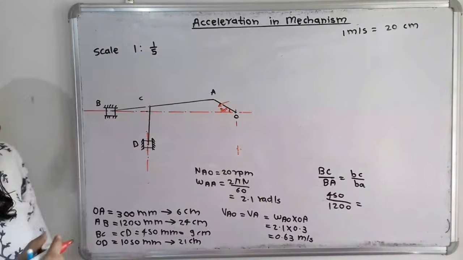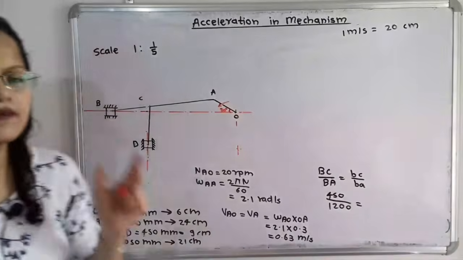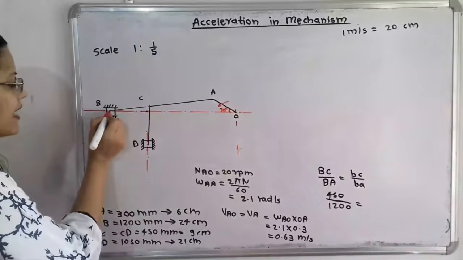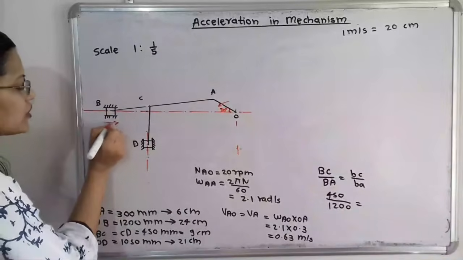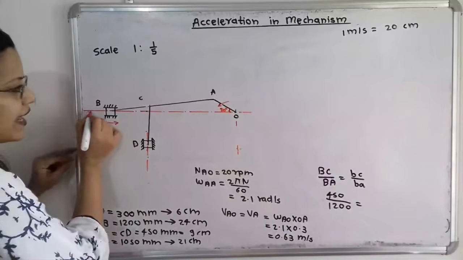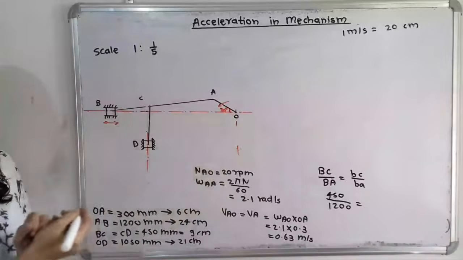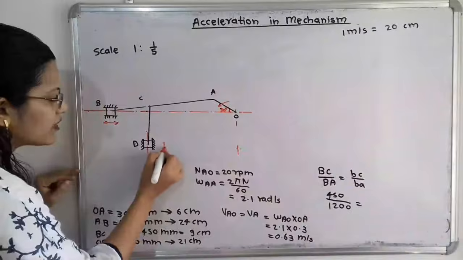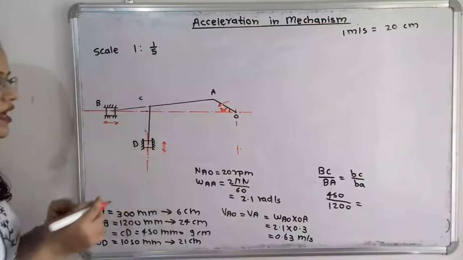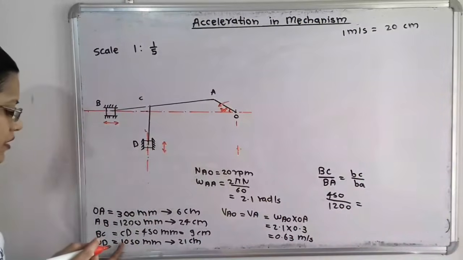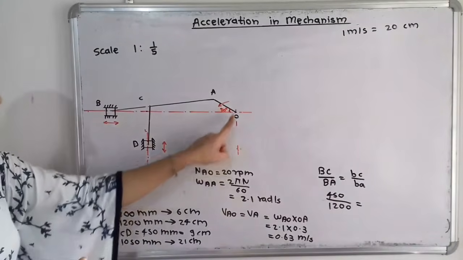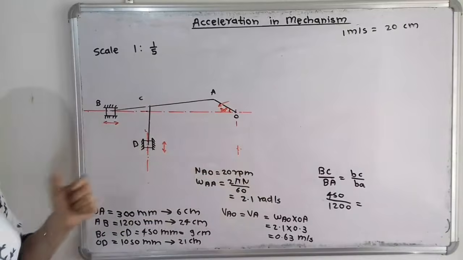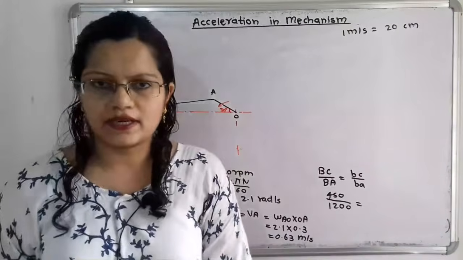At this point D draw a slider. Now if we observe this mechanism, also given in the question, the slider at point B has horizontal motion along a line passing through point O, and the slider at point D has vertical motion along this vertical line, which is at a distance of 1050 mm from the vertical line passing through O. So in this way the diagram is completed.